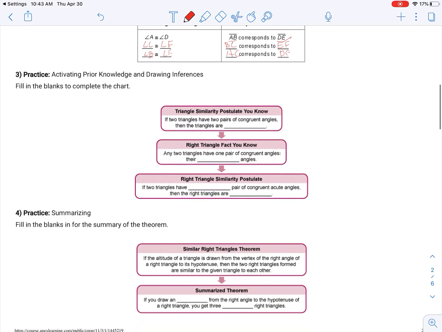3, prior knowledge. Okay. Triangle similarity postulate, you know. If two triangles have two pairs of congruent angles, then the triangles are similar. Right triangle fact, you know. Any right triangles have one pair of congruent angles. And what would we fill in the blank with that one? They're right angles.